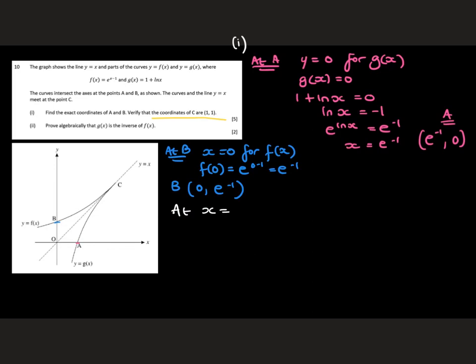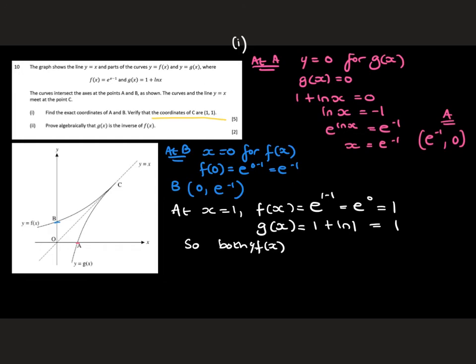So at x equals 1, what does f of x equal? It equals e to the power of 1 minus 1, which is e to the 0, which is 1. And what does g of x equal? It equals 1 plus ln 1. Well, ln 1 is 0, so we also get 1. So we know that both y equals f of x, and y equals g of x pass through 1, 1. So C has coordinates 1, 1.